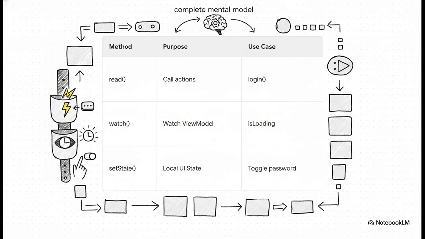Tool number 2, context.watch. Use this when your UI needs to react to changes, like watching is loading or current user. It will rebuild your widget when those values change. And tool number 3, set state. Use this exclusively for local, ephemeral UI state, like toggling that password visibility. Keep these rules handy, and you'll always know exactly which tool to pull from your belt.